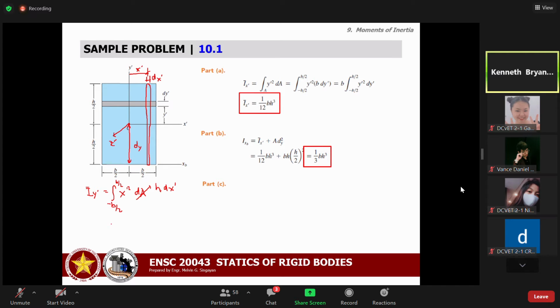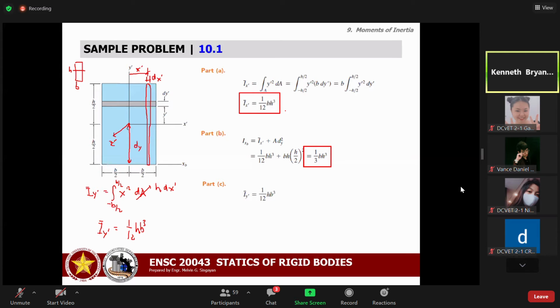Since h is constant, you can take it out of the integral. Evaluating this integral will give you a similar result. So I bar y prime will be equal to 1 over 12 times h times b cubed. That is by integral, or by a simple rectangle with base b and height h. What is the moment of inertia about the centroidal axis?